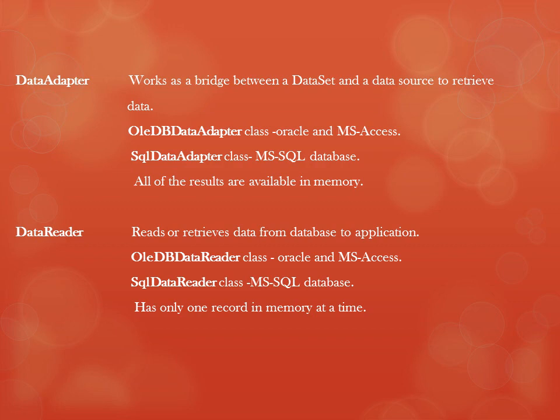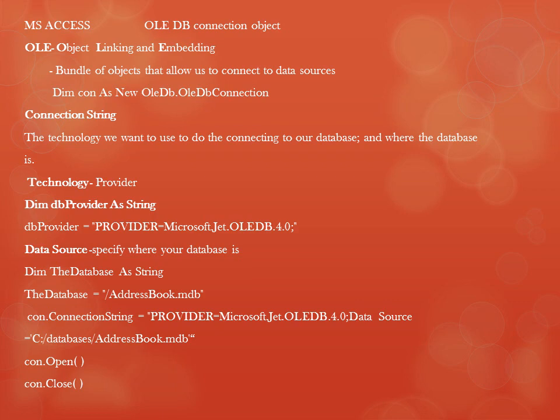The fifth component is the data reader. This reads data from the database, but it can retrieve only one record at a time. This is the major difference between the data adapter and the data reader. OLEDB data reader is used when we use Oracle and MS Access, and SQL data reader is used when we use MS SQL. In this video, I am going to show how to connect an Access database with VB.NET.